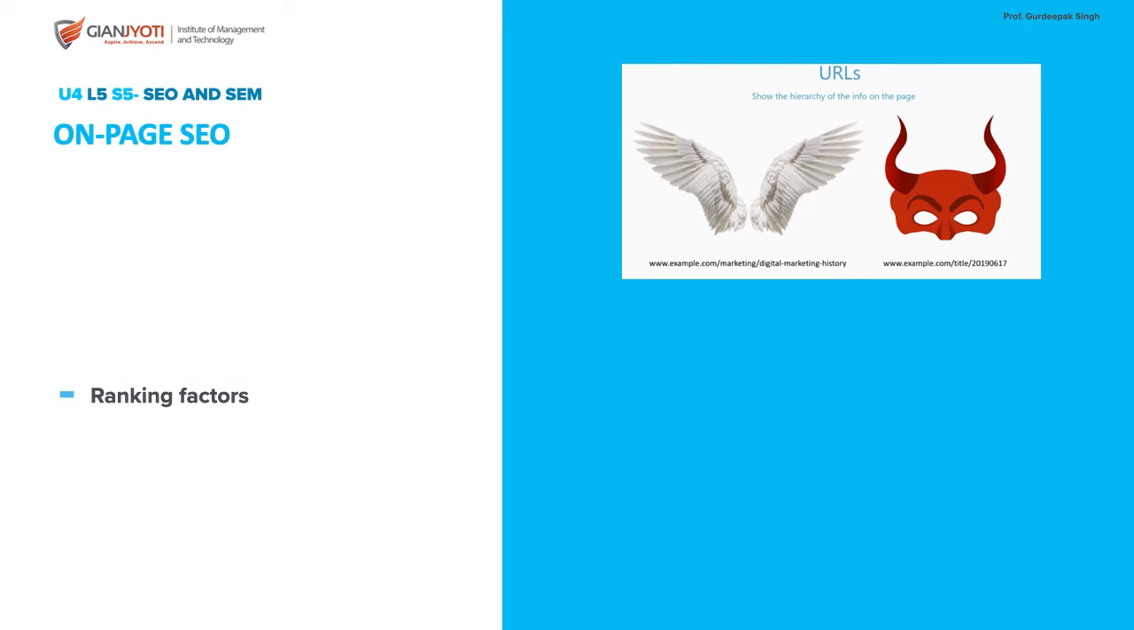URLs show the hierarchy of the information on the page. For example, if I take two URLs, one is example.com/marketing/digital-marketing-history, and another, which is a bad example of a URL, very poorly framed, is example.com/title and thus. So it has to be very descriptive and it should explain what that page is all about and what hierarchical information you are going to display.